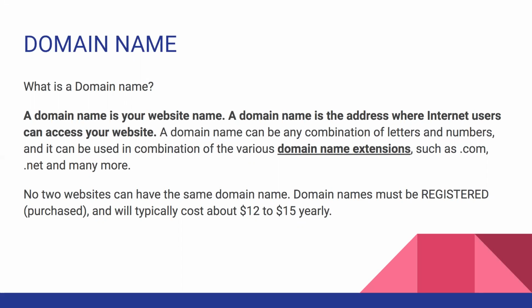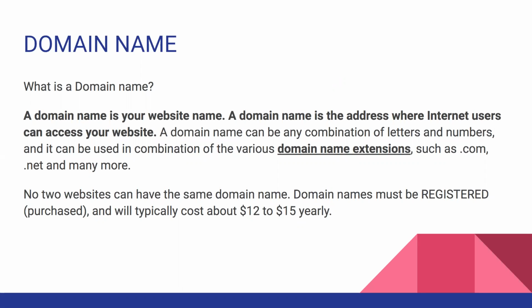And domain names must be registered, and registered means you need to buy it, okay? And these domain names usually cost you about $12 to $15 yearly. So .coms are about $12 a year. .org and .biz and all of these other weird ones cost 15. Sometimes it can cost like $45 a year. So it depends on the extension of the domain, who is selling it.